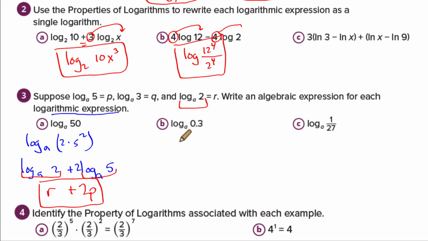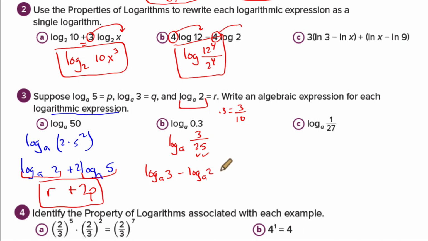B is a little tricky here. We have log base a of 0.3. Well, I know that 0.3 is 3/10. And 3/10 can be written as 3 over 2 times 5, 3 over 10, right? That's what 0.3 is. 0.3 equals 3 over 10. How do I get a 10? 2 times 5. So I can rewrite this as log base a of 3, and I'm dividing by both of these, the 2 and the 5, so I'm going to subtract both of them.